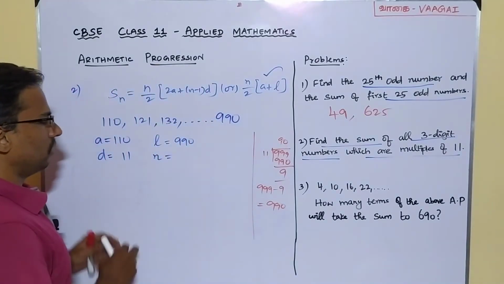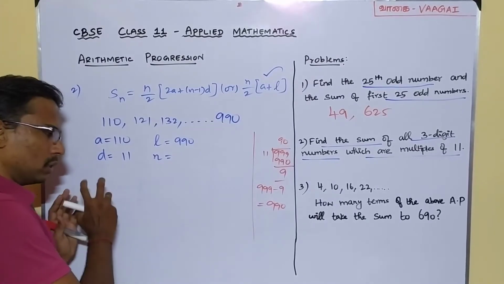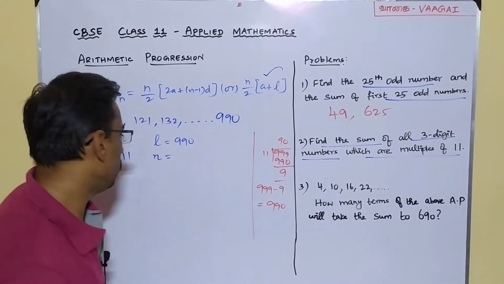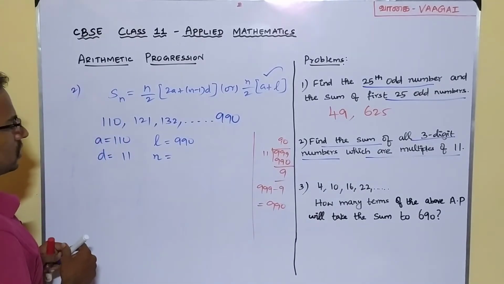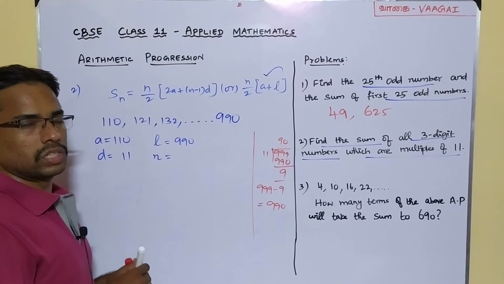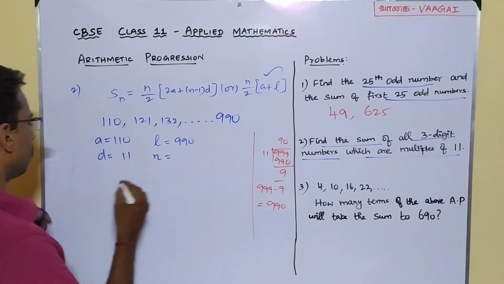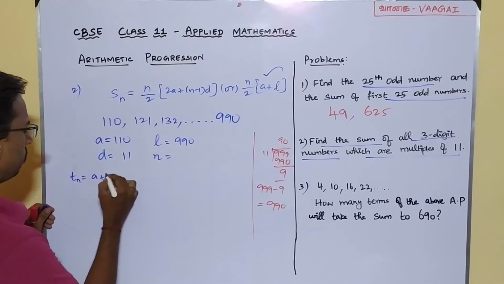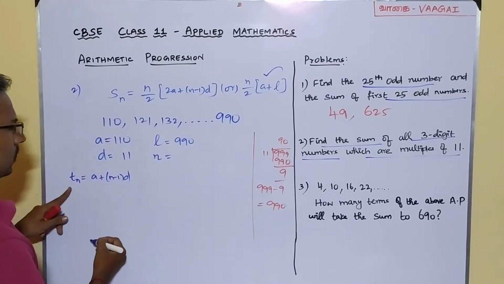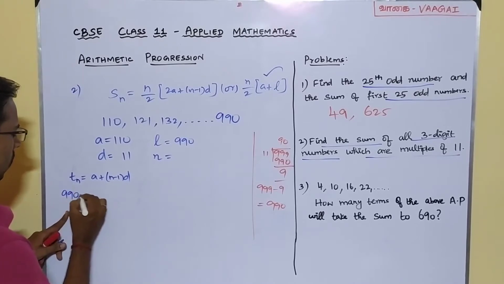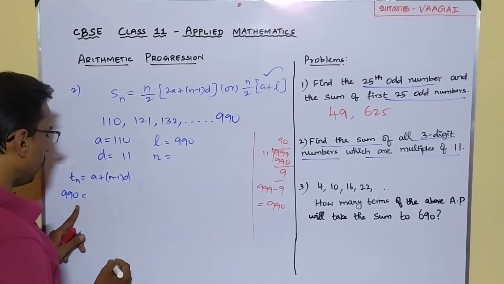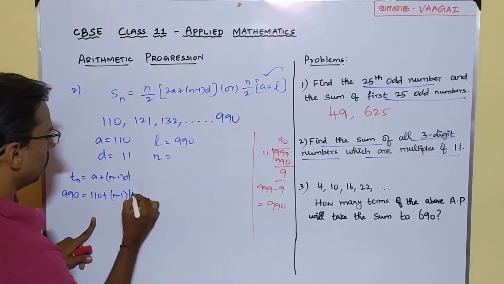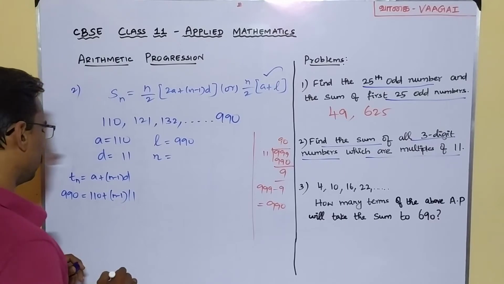So let me do a thing. We'll try to find the value of N separately, and using that N value, we'll find the answer for the question, I mean the sum of all multiples of 11, right? So let's use the Tn formula itself. The Tn formula we know very well: A plus n minus 1 into D. I know that the Tn value is 990, because I know the last term is 990. So 990 will be equal to 110 plus n minus 1 into 11, right?